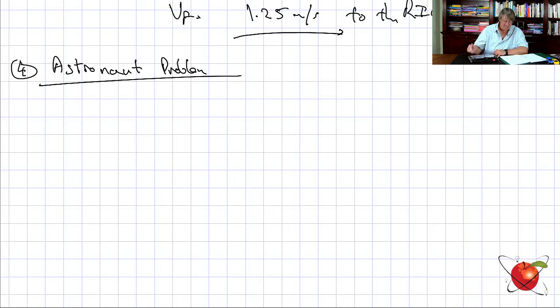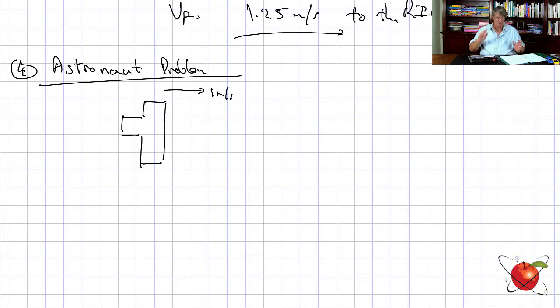What they tell us is there's an astronaut floating along in space. I'm just going to draw him over here, and I know that's pretty terrible. He's floating along this way at 1 meter per second. That's what they've told us. Then they tell us that the astronaut wants to change his direction. So this is the initial problem, isn't it?